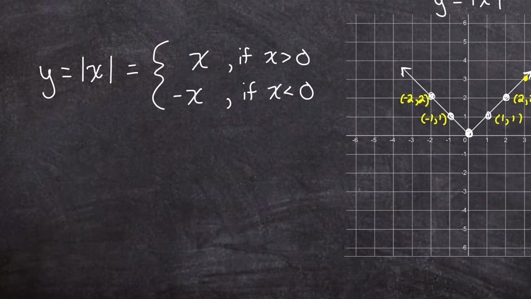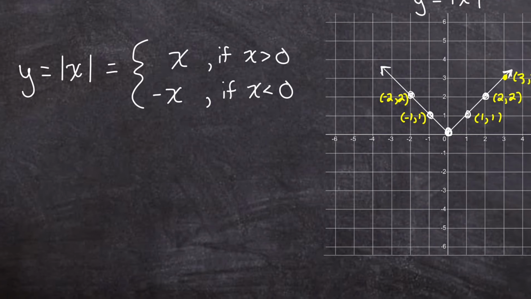So you can see how we've redefined this absolute value x function as just the function x when x is greater than 0, but the function negative x when x is less than 0. Right? It has a slope of positive 1 to the right, but a slope of negative 1 to the left.